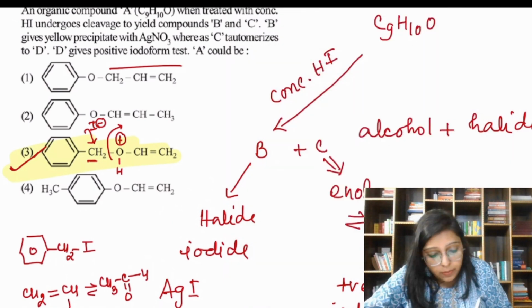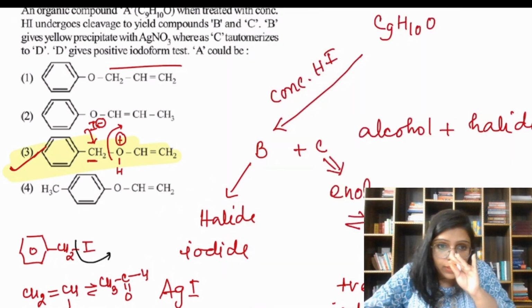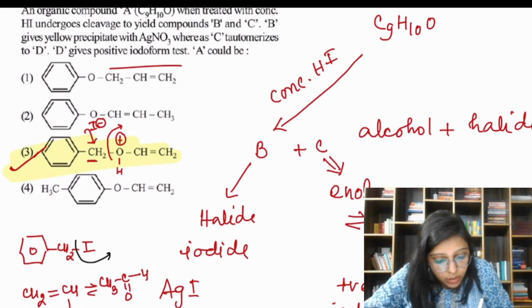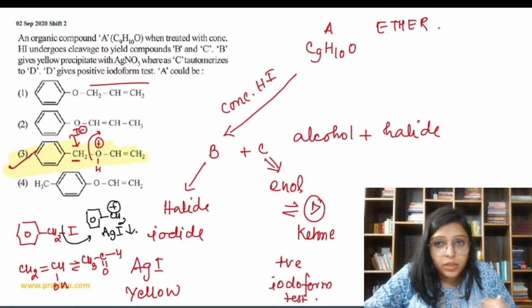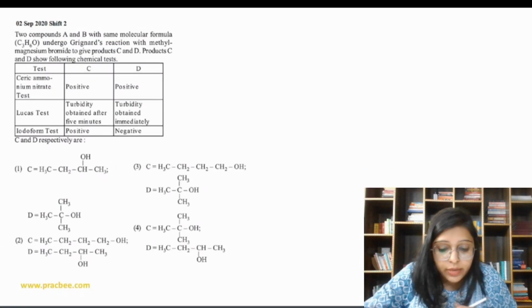So option 3 is the correct answer. This is the only possible thing, because I minus can be removed. When I minus is removed, we have benzylic carbocation. So we get AgI precipitate. Clear? So in that way we have to think. So option 3 is going to be the correct answer. Now let's do next question.